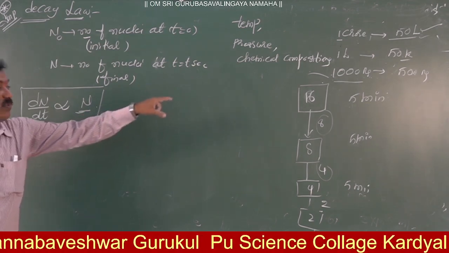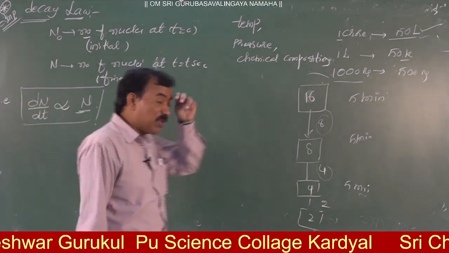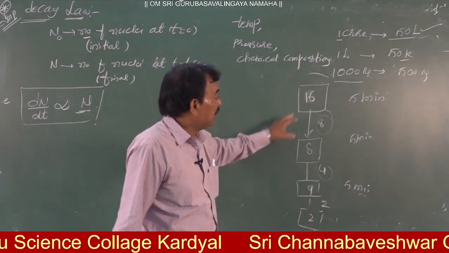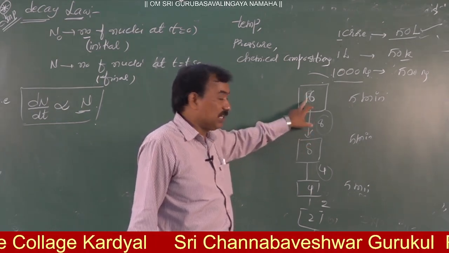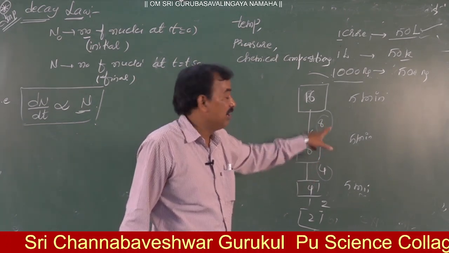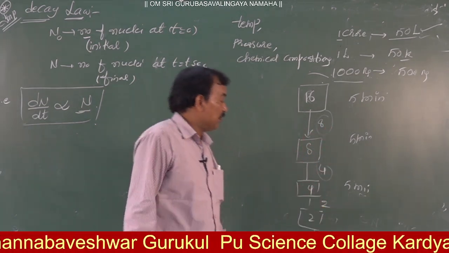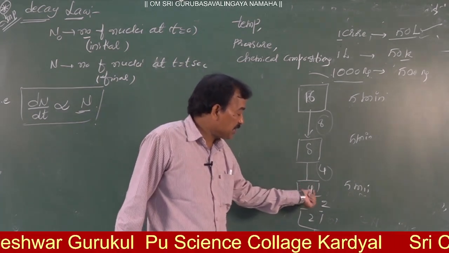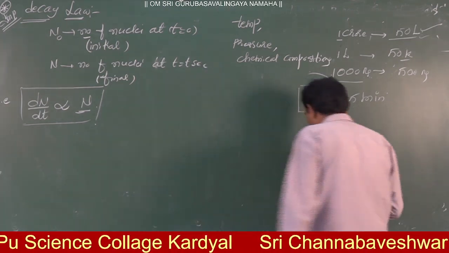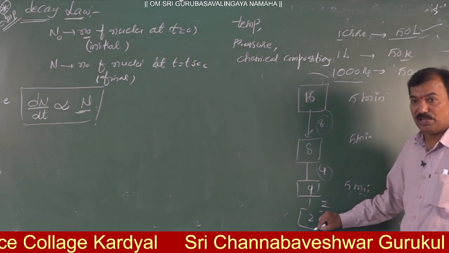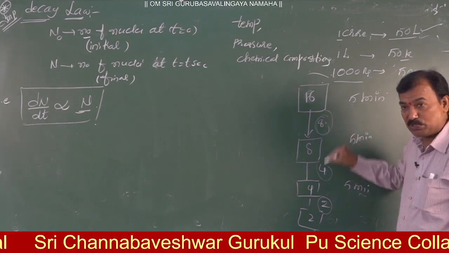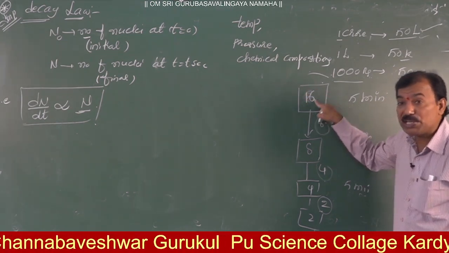I have already given one more example here. Suppose the initial number of nuclei is 16. After 5 minutes, remaining is 8, so 8 nuclei disintegrated. After another 5 minutes, the number of nuclei is 4, so 4 disintegrated. Next, 2 disintegrate and 2 remain. So the disintegration is directly proportional to the number of nuclei present at that instant.